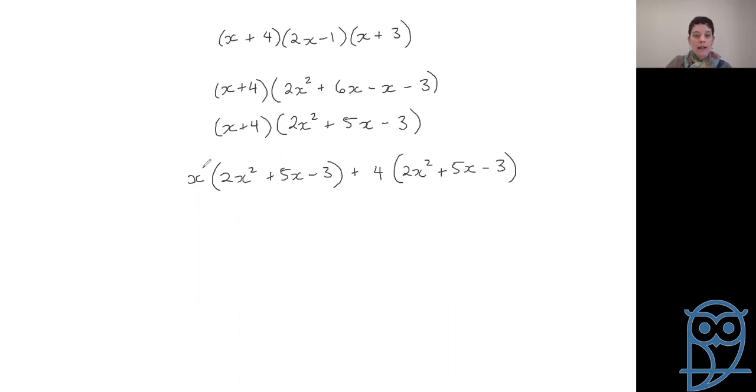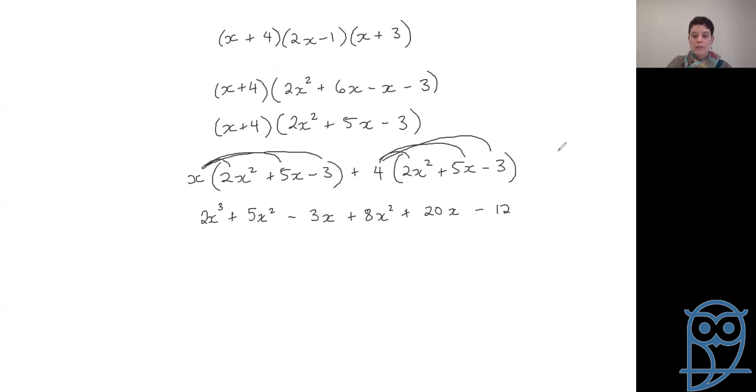Because now we can say x times 2x squared, 2x cubed. X times 5x, plus 5x squared. X times minus 3, minus 3x. 4 times 2x squared, plus 8x squared. 4 times 5x, plus 20x. 4 times minus 3, minus 12.